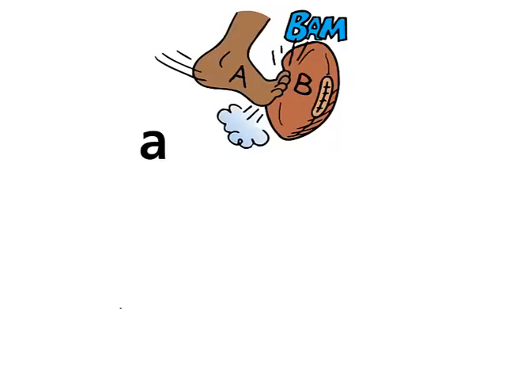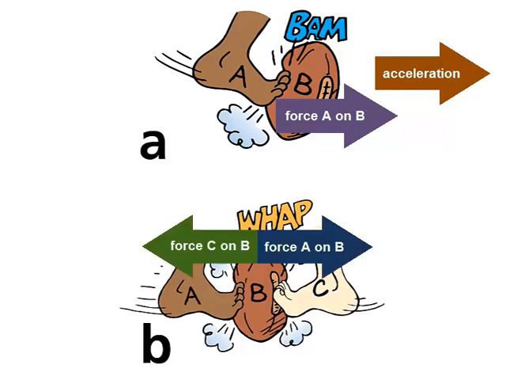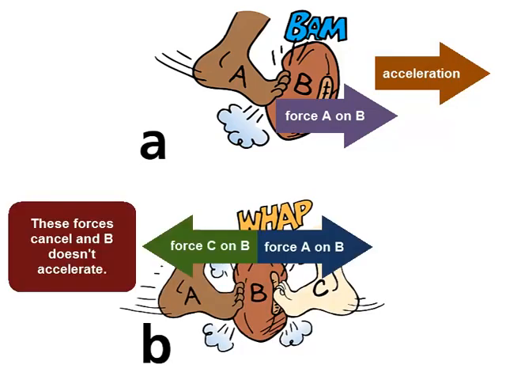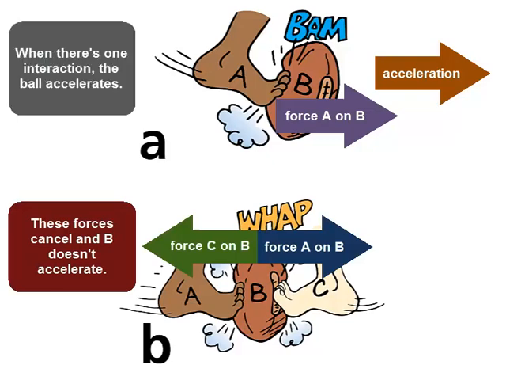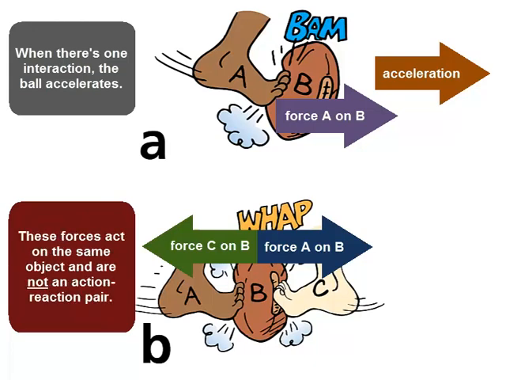A football is kicked. In picture A, object A acts on B and B accelerates. In picture B, both A and C act on B. They can cancel each other so B doesn't accelerate. When there's one interaction between the foot and the football, the ball accelerates. If two kicks on the ball are simultaneous, equal, and opposite, then the net force on the ball is zero. The opposing forces act on the same object, not on different objects, so they don't make up an action-reaction pair.